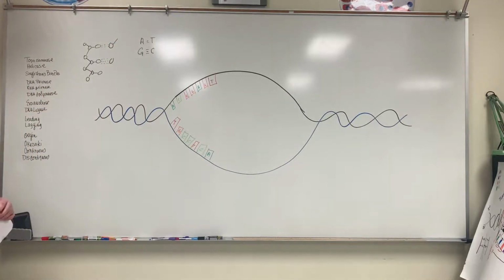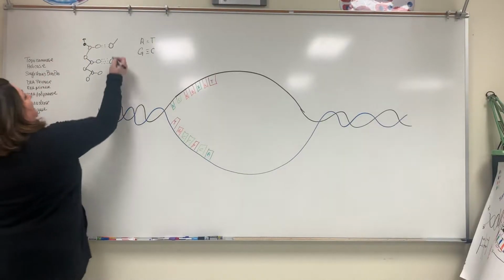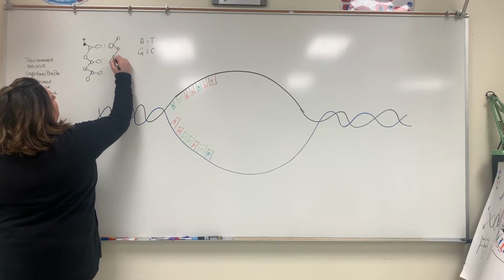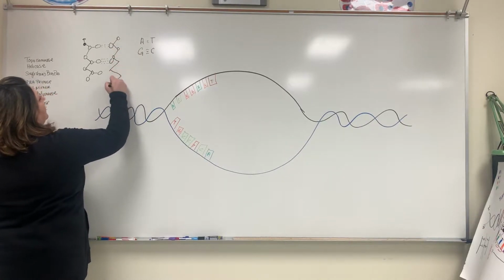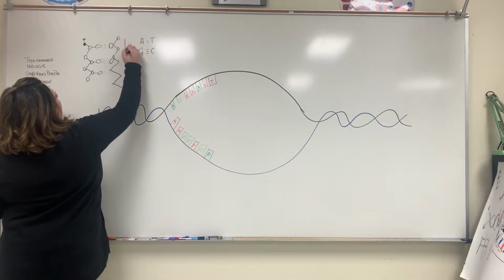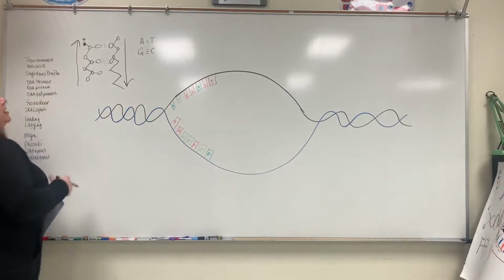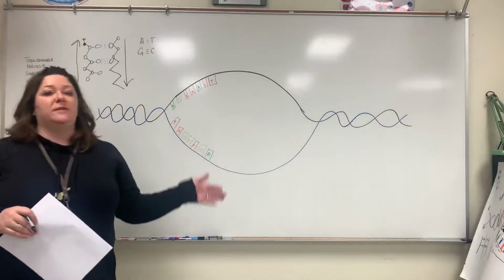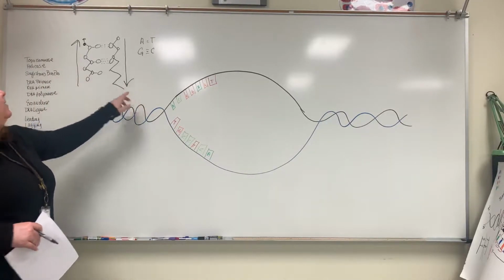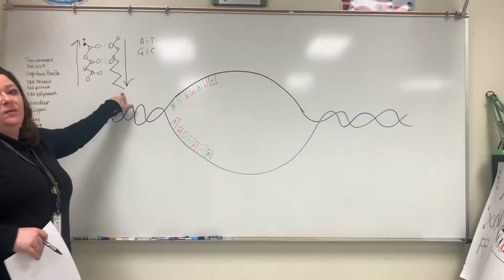This is the phosphate, okay? That means this is going to be the sugar, phosphate, sugar, phosphate, sugar, phosphate, sugar, phosphate. So basically you have one go in this direction and one go in this direction in terms of the order of the sugars and the phosphates, okay? That's what we mean by anti-parallel. If this one starts up here with the phosphate, this one's going to end with a phosphate.